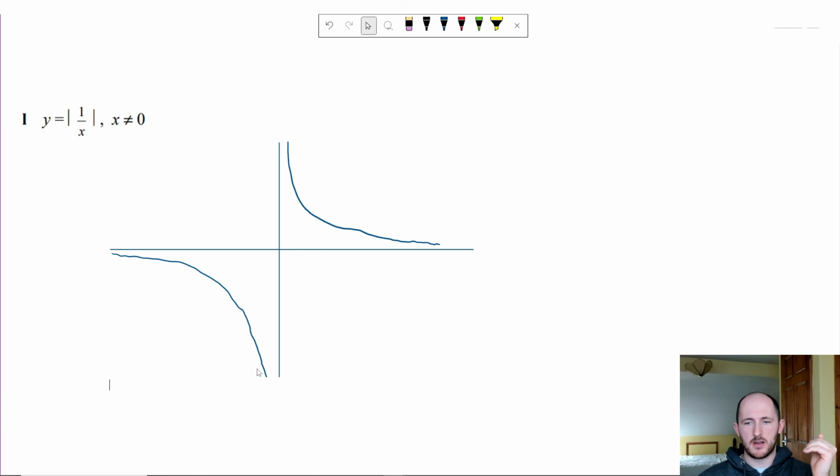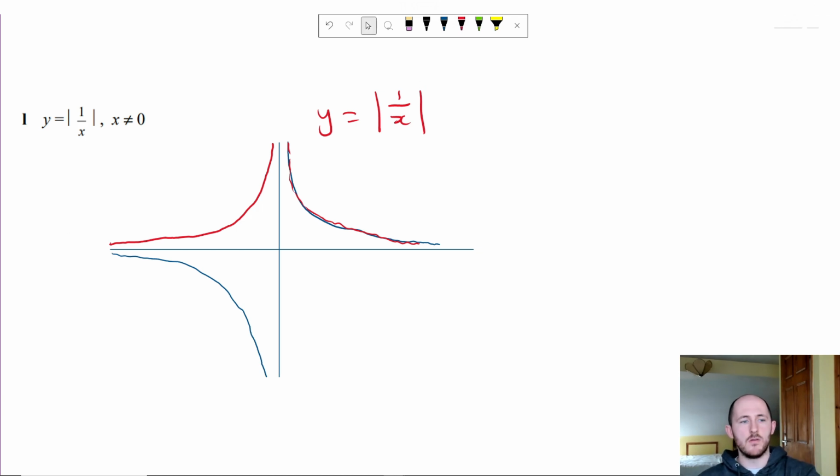And again, anything below the x-axis is now reflected up to the positive. So it'd be like this. And then of course this one stays exactly the same because it's already positive. Remember, the modulus function doesn't affect positive values, it only affects negative values.